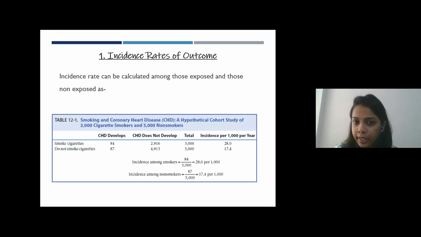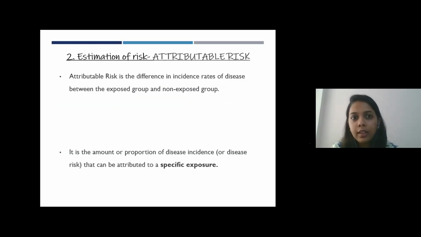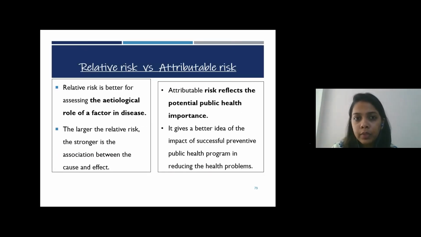You get your incidence rate. What is the incidence of this condition among the people who are exposed and people who are non-exposed? Then you estimate your relative risk. That is, what is the risk that people who are exposed are going to develop the disease as compared to the people who are not exposed. I'm just going to move a little faster. Then we have your population attributable risk. This is in the total population, basically. The difference between relative risk and attributable risk is that relative risk is better to assess the etiological role of a factor in the disease. Attributable risk reflects the potential public health importance of the particular condition that you're checking.